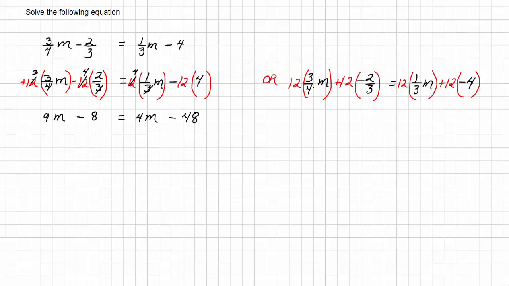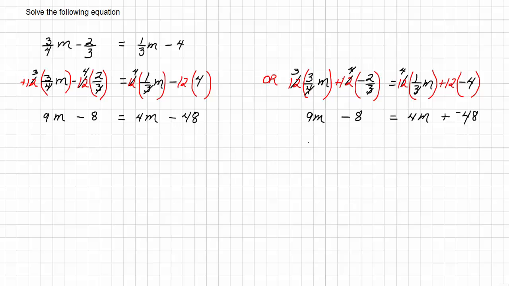It's the same result. On the right-hand side, the first term, there's no change. But in the second term, divide the numerator and denominator by 3, and we get 4 times negative 2, which gives us negative 8. Remember, as in the refresher, this is not 4 minus 2. The 12 times 1/3 m doesn't change. And finally, we have positive 12 times negative 4, and once again, that gives us negative 48, or plus negative 48, which is another way of writing it, as we saw in the refresher course.